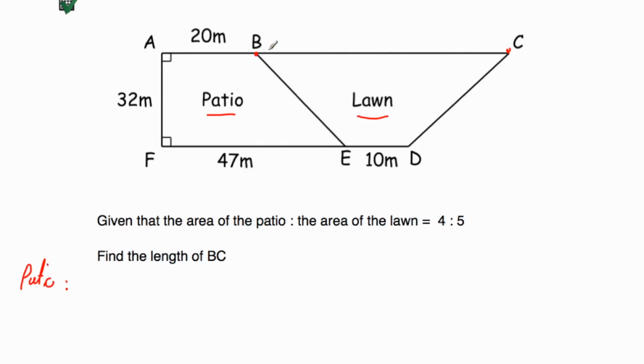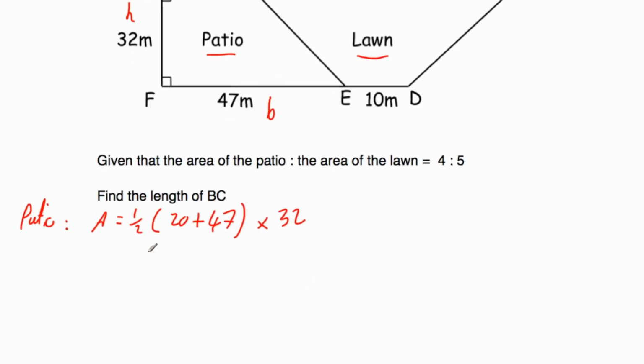So the patio is a trapezium. We've got the two parallel sides, our a and our b, so 20 and 47 are the two parallel sides, and the height, the distance between them, is 32. So if we use that, we can find the area of the patio. The area is equal to a half, and then in brackets, 20 plus 47 times by the height, the distance between them, which is 32. Whenever we work that out, we get 20 plus 47 is equal to 67, and half of 67 is 33.5, and when we multiply 33.5 by 32, that's equal to 1072 meters squared.